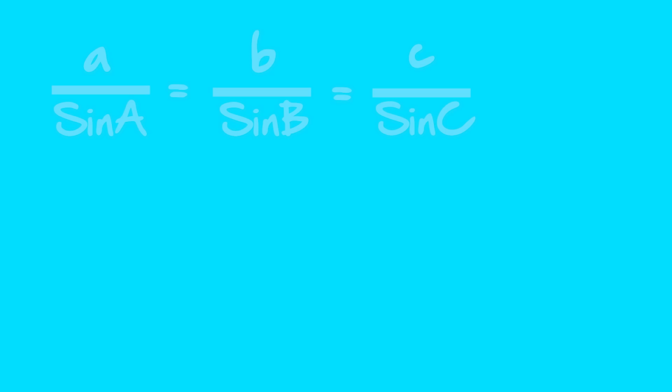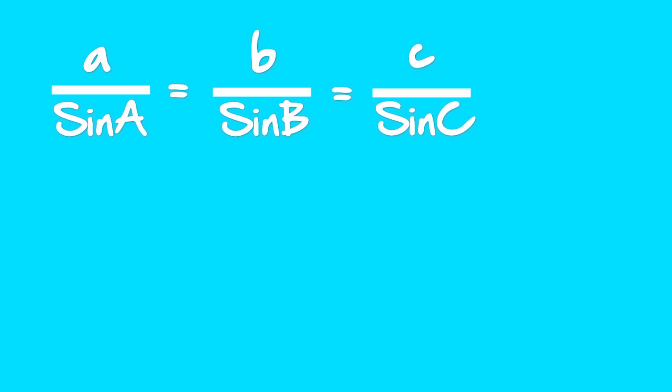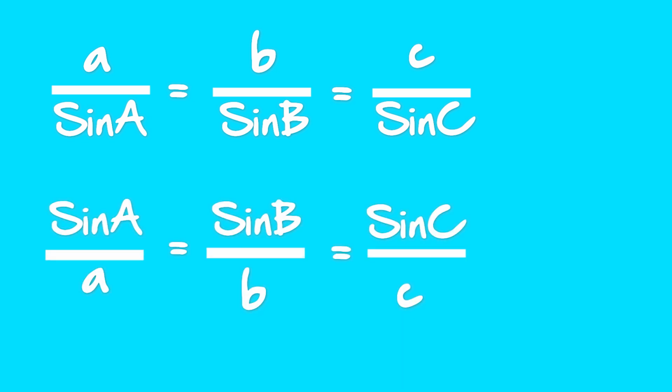The sine rule is actually pretty straightforward, isn't it? It's a over sine A is equal to b over sine B is equal to c over sine C. That is if you're trying to find a missing length. If you're trying to find a missing angle, just flip them up the other way so that you've got the sine A on the top. And that's quite easy to remember because, you know, sine is referring to an angle, isn't it? So whatever bit you're interested in, that goes on the top.